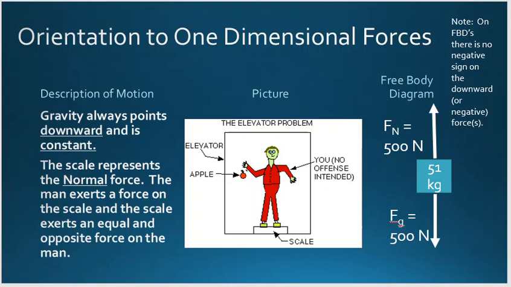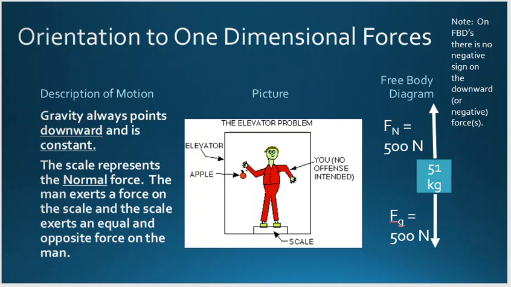The scale in this PowerPoint is going to represent the normal force. The man exerts a force on the scale, and the scale exerts an equal and opposite force on the man. So he's standing on the scale. We're going to use this scale to look at the normal force, and the scale is going to change as he accelerates upward or downward, but his weight, which is mg, is never ever going to change.